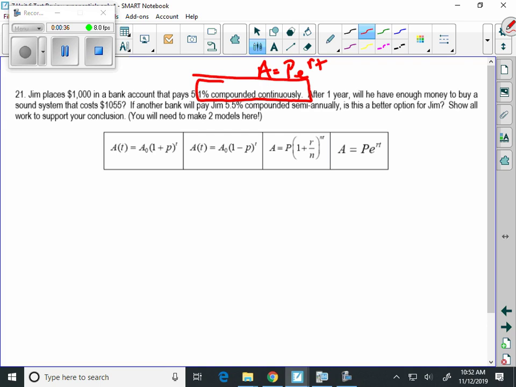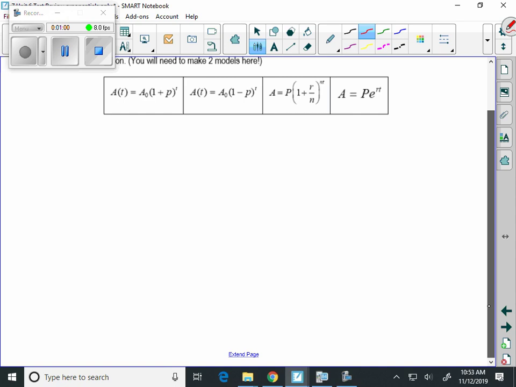But the thing about this problem here is it says after 1 year, will he have enough money to buy a sound system that costs $1,055? And then the next sentence says, if another bank will pay Jim 5.5% compounded semi-annually, is this a better option for Jim? Show all work to support your conclusion, and you're going to have to make two models here. What I did is I drew a line right down the middle here. I'm going to start with the compounded continuously.